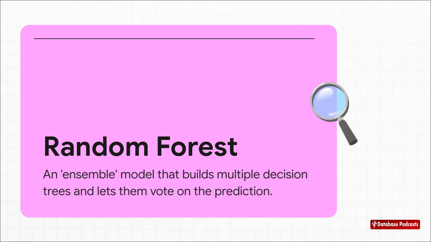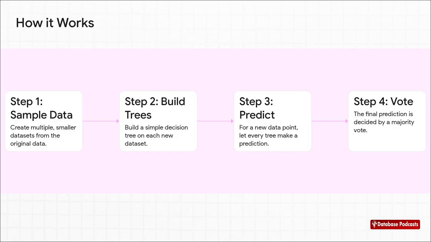It's all about the wisdom of the crowd. And the process is actually really straightforward. First, you create a bunch of smaller data sets by just taking random samples from your original data. Then, on each of those samples, you build a simple, slightly different decision tree. Now, when you need to classify a new point, you just let every single tree in your forest make a prediction. They all get a vote. And the final decision? It's just determined by a majority vote. The most popular answer wins.